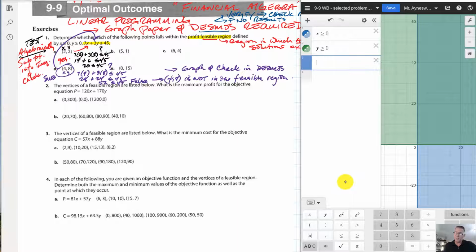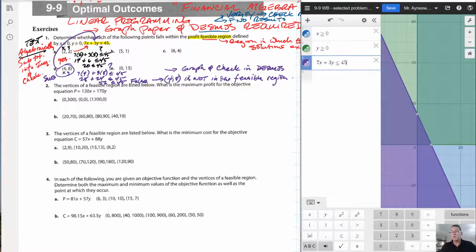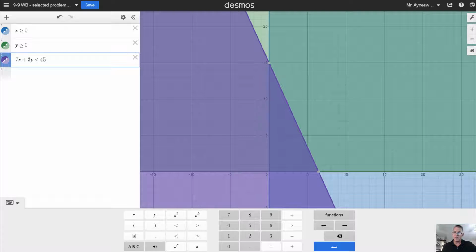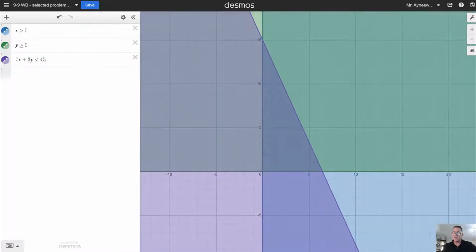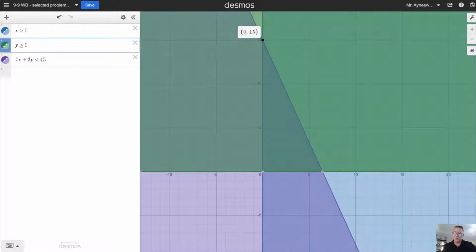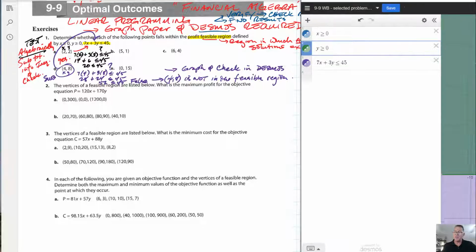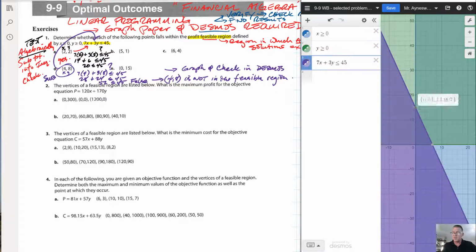All right, and then the last one here, we have 7x plus 3y, and that's going to be less than or equal to 45. So we're going to take a look at this region right here. It's the darkest region where they all intersect, in this triangular region right here, in the middle. So what we want to do is see if these points lie within this feasible region.